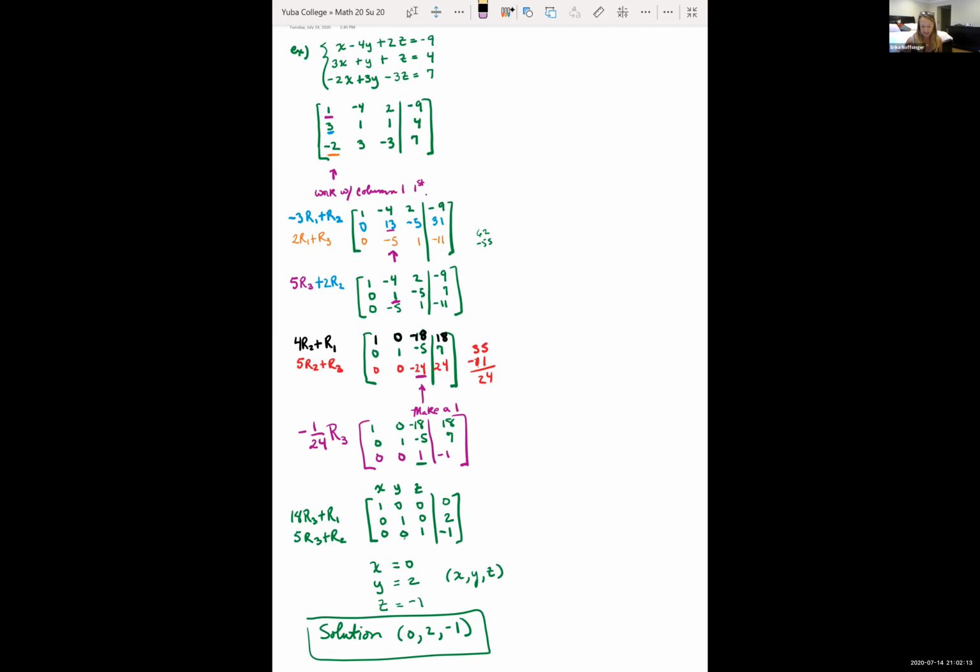We can always test these. It has to work for all 3 equations. So if I plug in 0 for x, 2 for y, and negative 1 for z, all of these should come back true. So that would be 0, 2 times this, that would be negative 8. Negative 1 times z. Uh-oh. I already have a problem.